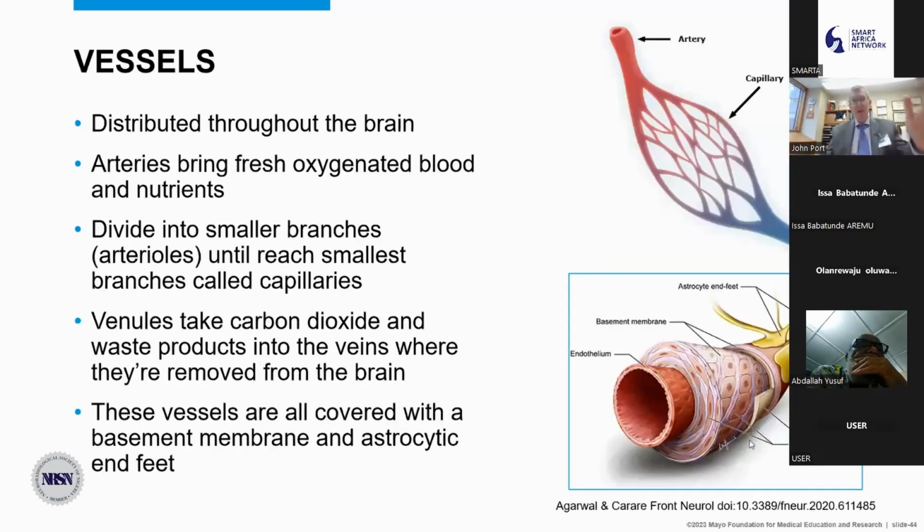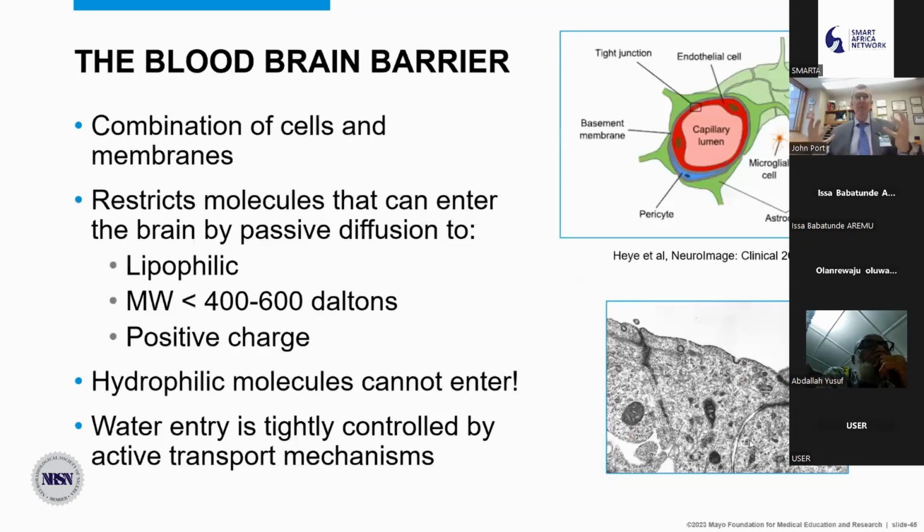And vessels, there's no big deal here. You guys all know this. But the one key point here is that vessels are all covered with a basement membrane, and then what they call end feet that come off the astrocytes that basically cover the vessel. They cover that basement membrane. And this forms the blood-brain barrier. So you've got a combination of cells and membranes that make up the blood-brain barrier.